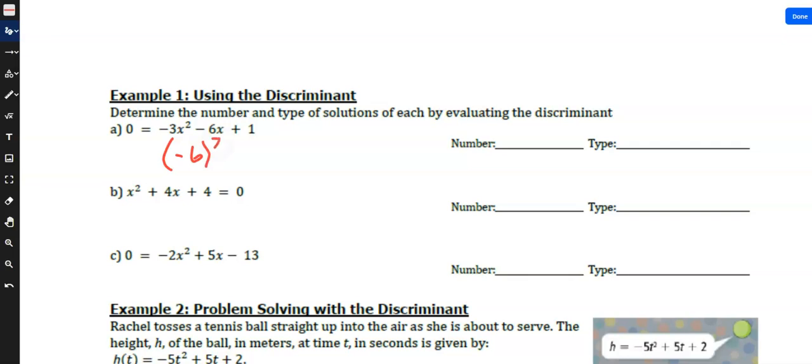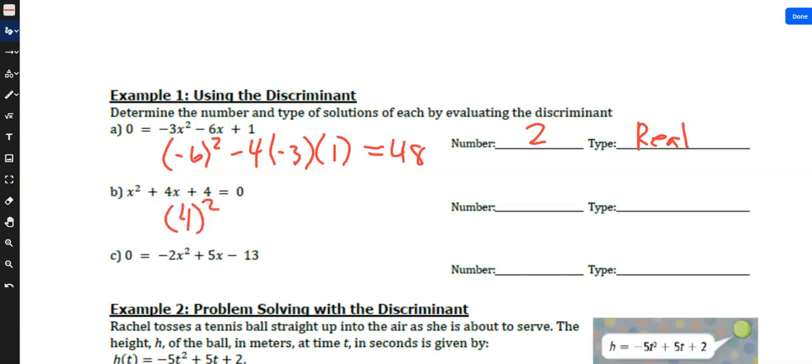So literally, b squared minus 4 times the a value times the c value. What do we got there? 24 plus 12? Isn't that 30? No, 36 plus 12. That's 48. Okay. That's a positive number. That's two real solutions.